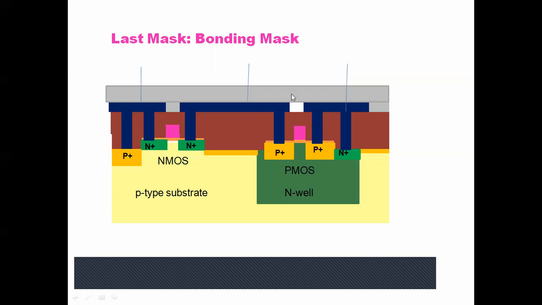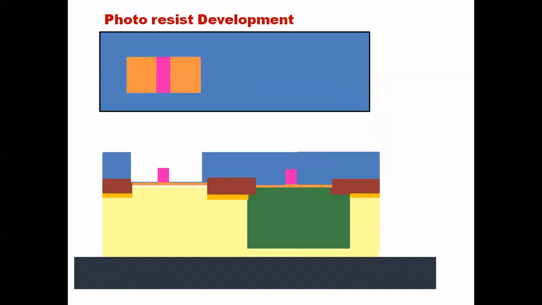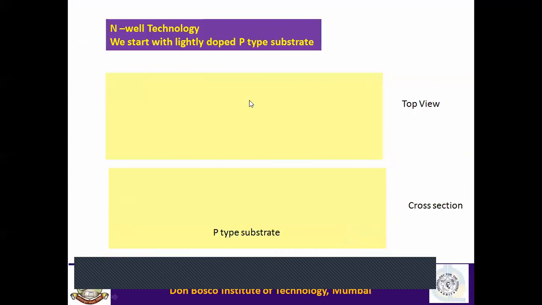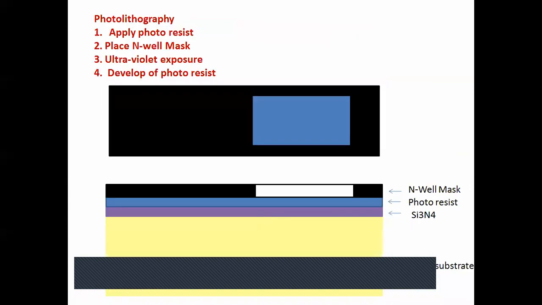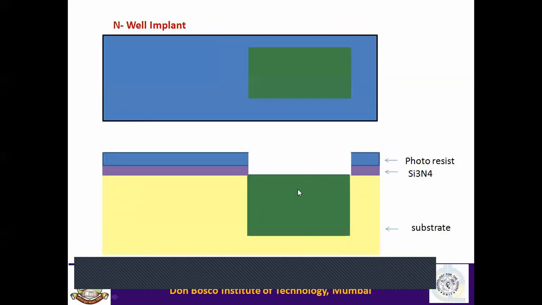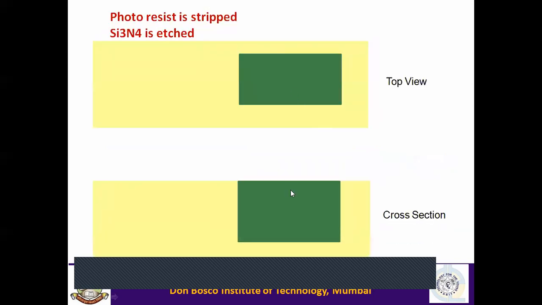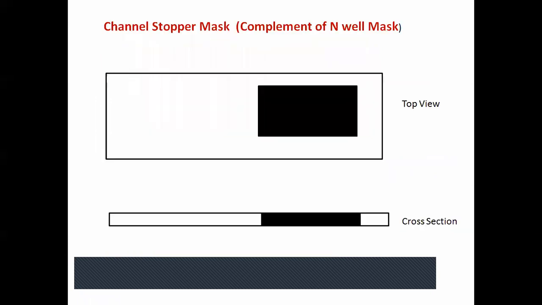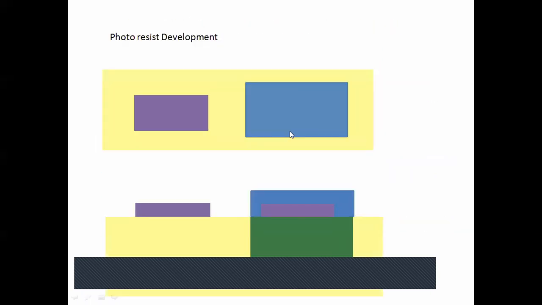Now suppose I want to fabricate using P-well technology. What will you do? In place of N, you have to make P. So here you started with a P-type substrate, and that will now be an N-type substrate, and inside it the P-well. Here you have to make a P-well instead of N-well. Mask 2 will remain as it is. Now here the substrate will be N-type.